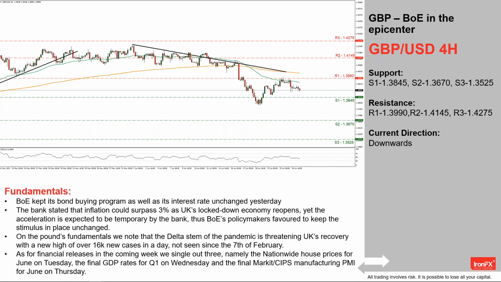Now, sterling weakened against the USD, Euro, JPY, and CHF yesterday, as BoE kept its bond buying program as well as its interest rate unchanged, with the latter being widely expected. BoE's Monetary Policy Committee voted 8-1 to keep its government bond buying program at £875 billion, as well as its £20 billion corporate bond purchasing program to remain intact, which showed that BoE's chief economist Andy Haldane remains alone in his call to curb the program.